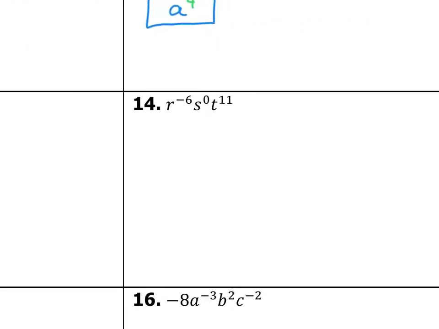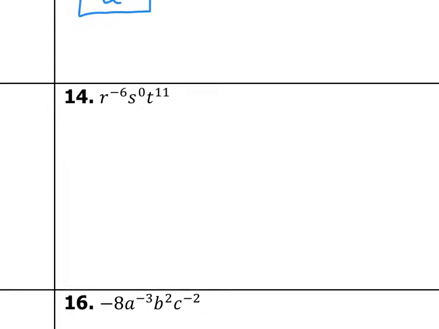14, I'm going to do the same thing. I'm going to treat each of these powers separately. So my first power, r to the negative 6th, I have to rewrite that because it has a negative exponent. This becomes 1 over r to the positive 6th. I also have to rewrite s to the 0 because it's a 0 exponent. That becomes just 1. I could also write that as 1 over 1 to make it a fraction.